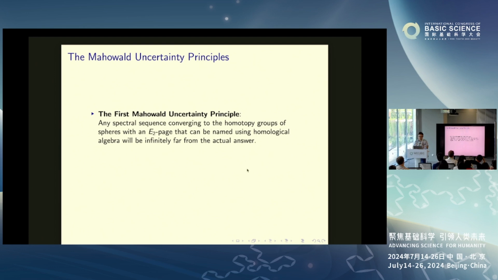If there's a spectral sequence whose E2 page is homological algebra, there will be infinitely many differentials we will have to compute. So when I first studied as a grad student, I was very fortunate, very lucky to be able to talk to Mahowald weekly for almost a year. So I asked him, what is the best method of computing the stable homotopy groups of spheres?